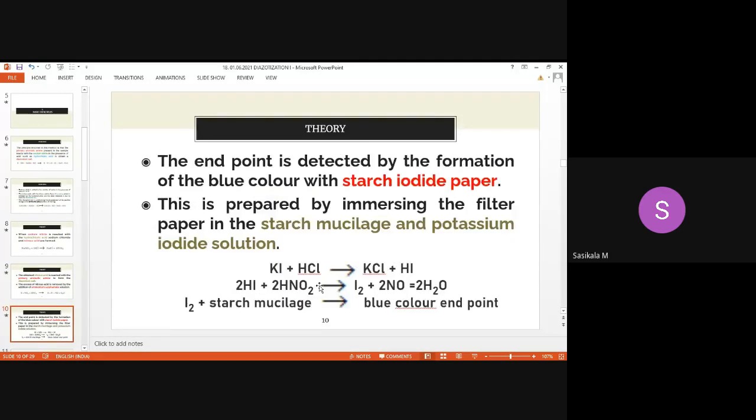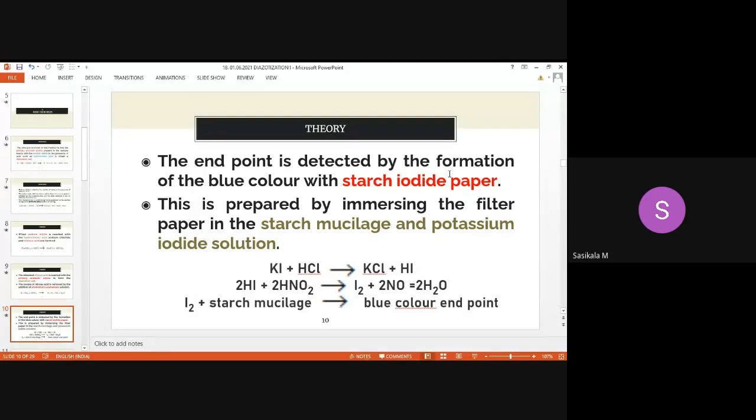So now let's see how the detection of end point takes place in the diazotization method. The endpoint is detected by the formation of blue color with starch iodide paper. So what is your indicator? Starch iodide paper, like litmus paper. It is called an external indicator. Starch iodide paper is an external indicator. It is composed of starch and potassium iodide, the iodide ion. So when starch reacts with the iodide ion, it gives blue color.